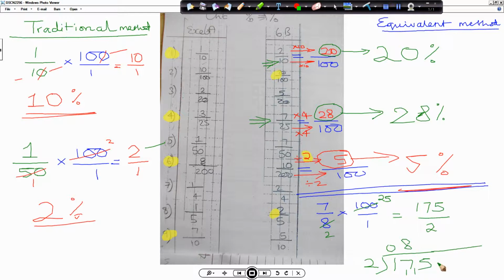Hang on a second. You have to extend the number. So 2 into 15 will give us what? 7, remainder 1. Yes, 25. So the answer is 87.5. There's your answer for tonight.